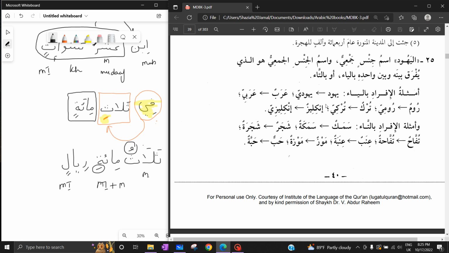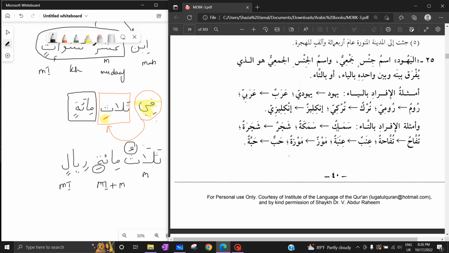So if you see a ya with a shadda, that means you are talking about one Jew. If you are saying Yahud, that means together all the Jews. If you are saying Arabiyu, that means one Arabi. This ya with shadda tells you it is singular. Okay, so Rumun means all the Romans, but when you use ya with a shadda, that means one Roman person. So that's how you see that it is wahid, singular.